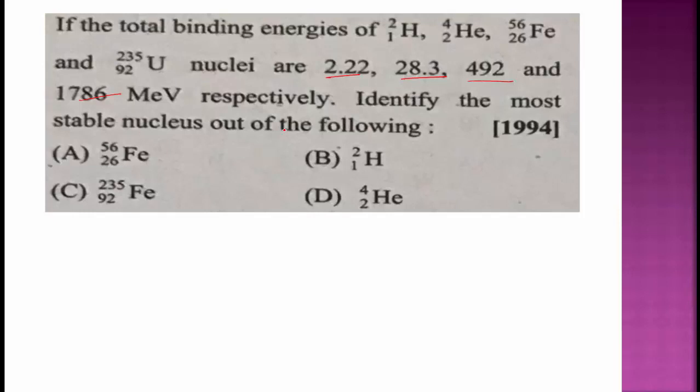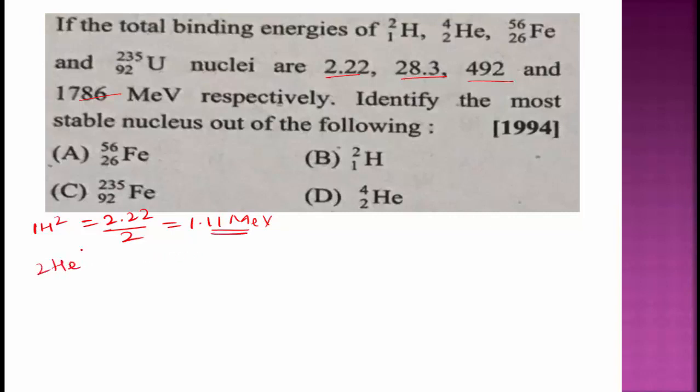When you studied the binding energy curve in your theory classes, iron is the most stable element in the periodic table. But in that case, we draw the graph between binding energy per nucleon versus mass number. Here we calculate the binding energy per nucleon for hydrogen: 1H2 is 2.22 divided by its mass number 2, we get 1.11 mega electron volt. This is the binding energy per nucleon for hydrogen.